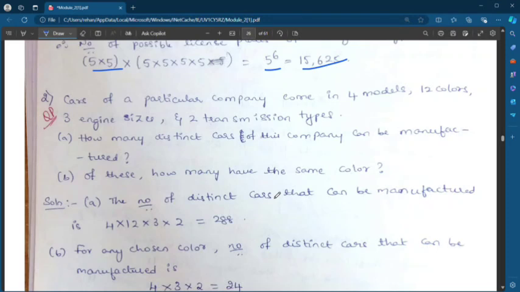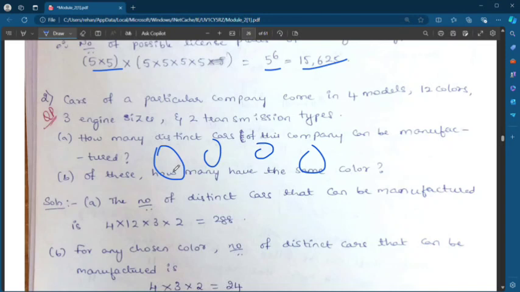Similarly, another question here. Cars of a particular company come in 4 models. Okay, so see here there are 4 models, and then 12 colors, 3 engines, and 2 transmission types. So now what it is saying is, how many distinct cars of this company can be manufactured?